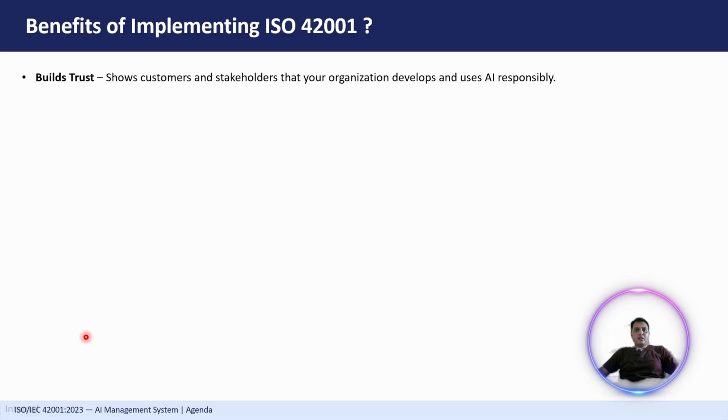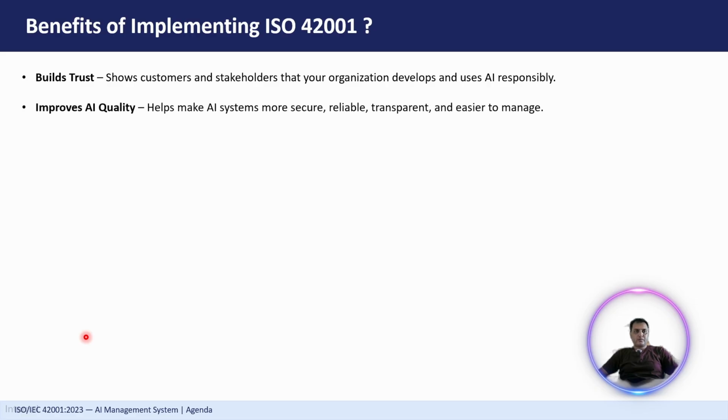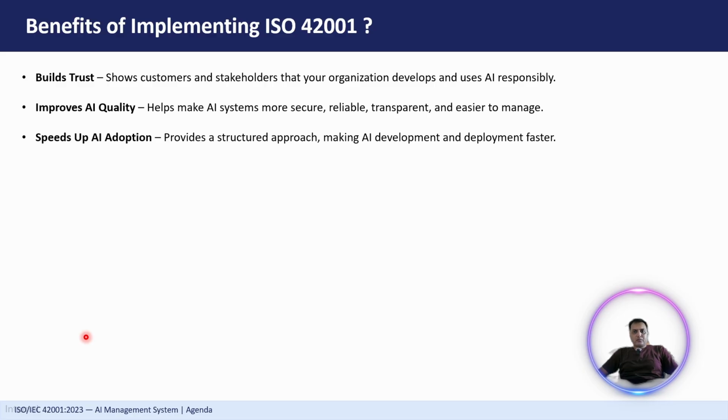Build trust. It helps organizations demonstrate that they are developing and using AI responsibly. This builds confidence among customers, business partners, regulators, and other stakeholders. Improves AI quality. The standard encourages organizations to develop AI systems that are secure, reliable, transparent, and easy to monitor. This improves the overall quality and performance of AI applications. Speed up AI adoption. Instead of figuring everything out on their own, organizations can follow the structured framework. This makes AI development faster, more consistent, and easier to adopt.